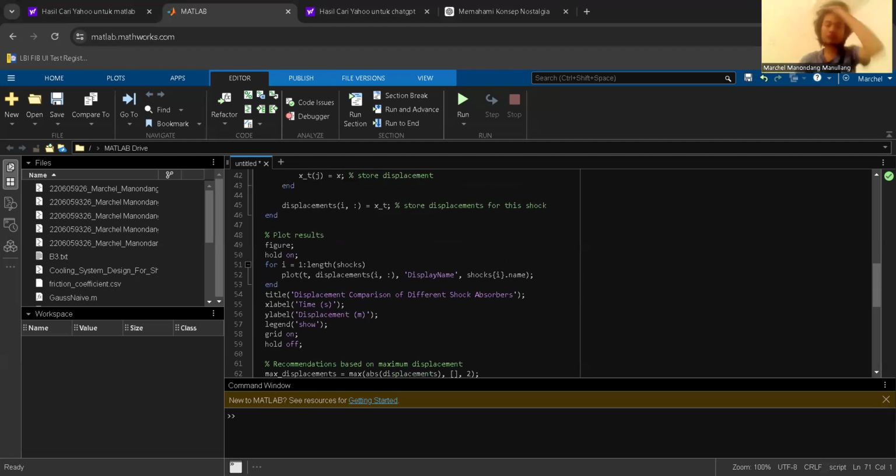So we're going to plot the displacement, creating a plot to compare the displacement over time for each shock absorber, and the plot will show how the system responds to the external force for each configuration. And then we're going to run the simulation.